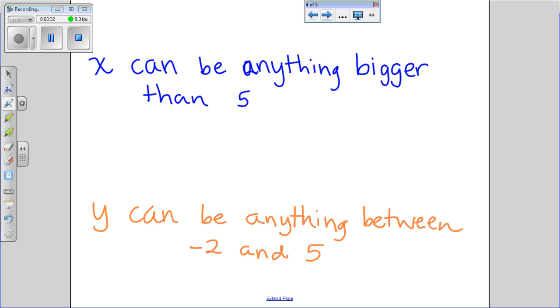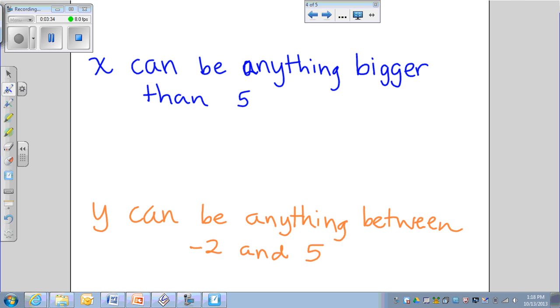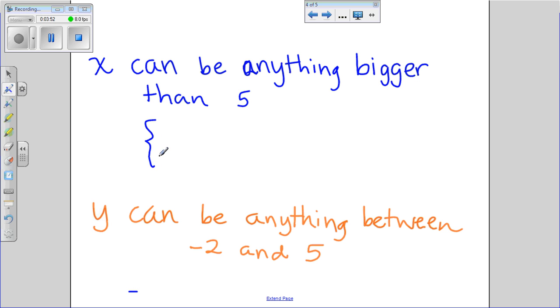All right, so let me show you again a couple examples of set builder notation. Let's say, for example, x can be anything bigger than 5. So it can't be 5, but it could be 5.1, or 5.5, or 6, or 10, or 22.5. Anything bigger than 5. That would look like this. All x such that x is greater than 5.